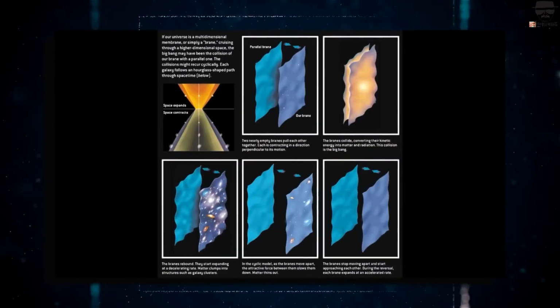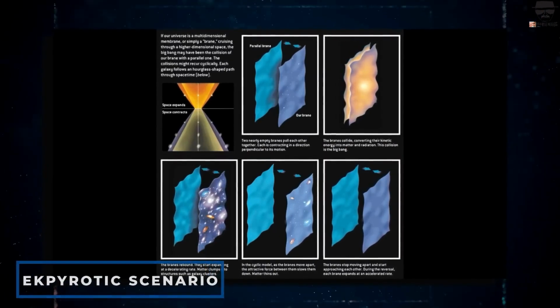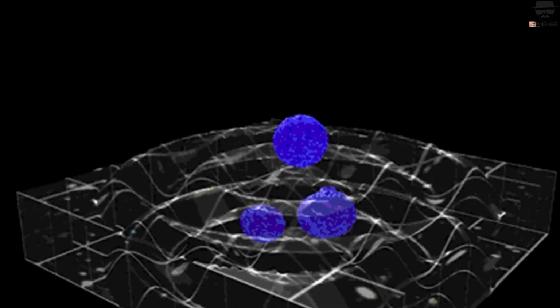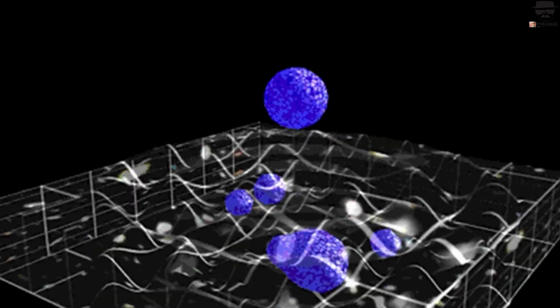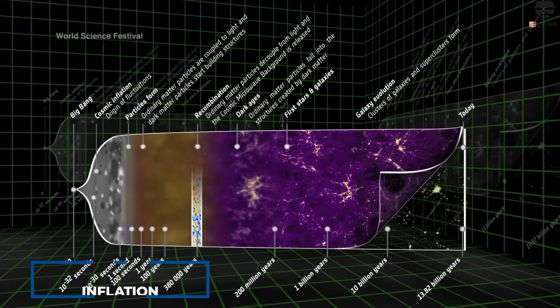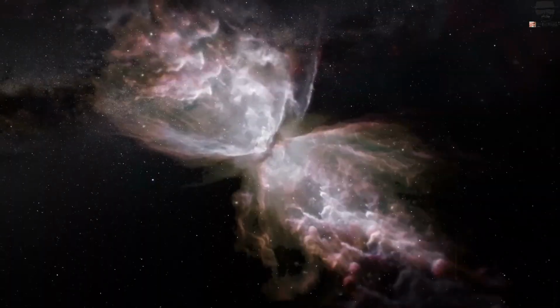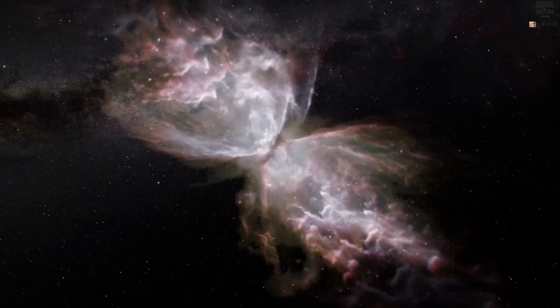Another intriguing explanation is the ekpyrotic scenario, which suggests that our universe arose from the collision of two branes in a higher dimensional space. This collision caused a rapid expansion known as inflation, which smoothed out the initial conditions of the universe. The branes may continue to collide, creating multiple universes in the process.